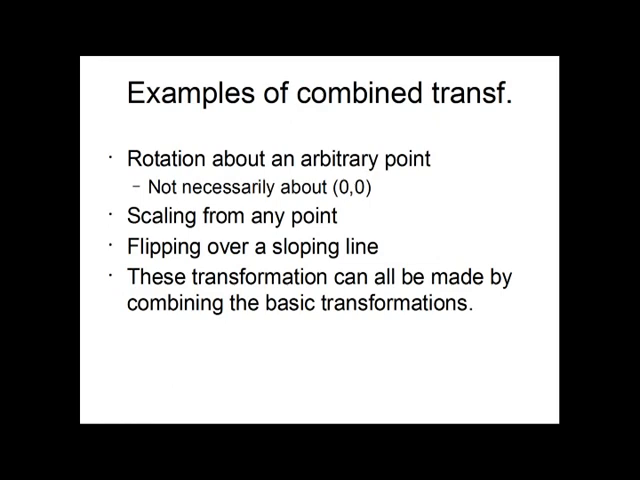Same with scaling from a point, flipping over a sloping line. We have to take the line that we're flipping over and rotate it so that it ends up along the x-axis or the y-axis, then flipping over the axis, which is simple, and then rotating everything back. In this way we can describe a transformation like this, and then we can make them by taking the basic transformations and combining them into single transformation matrices, which do these more complicated transformations.